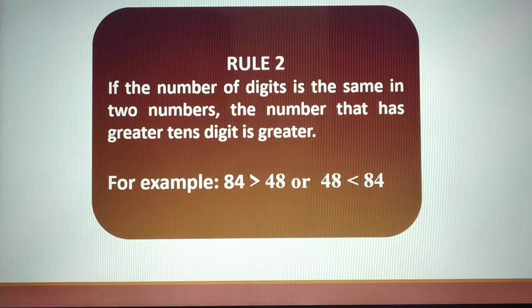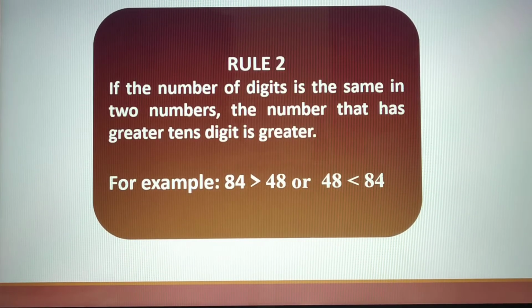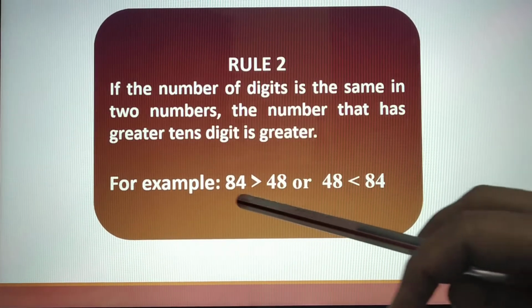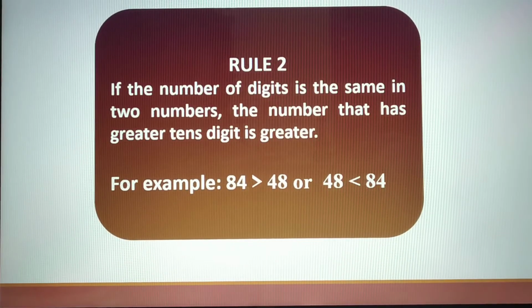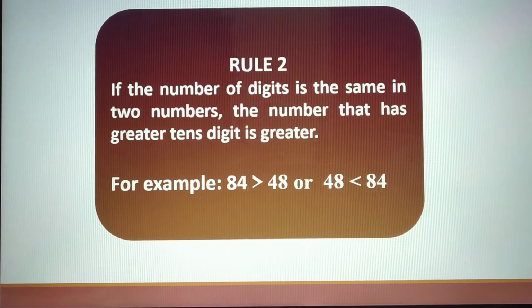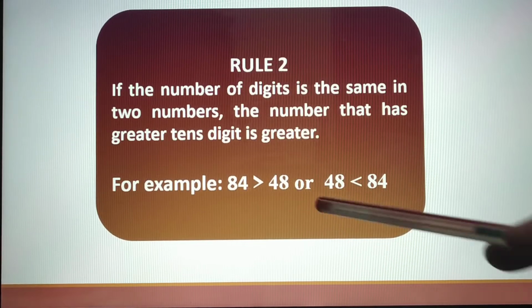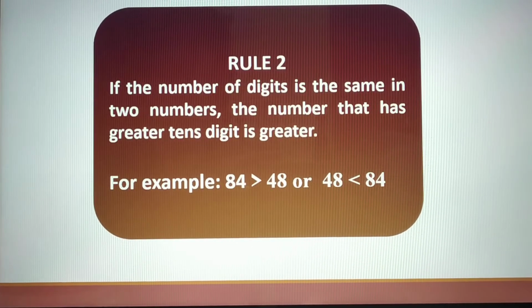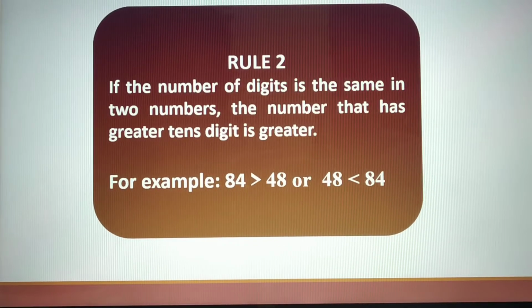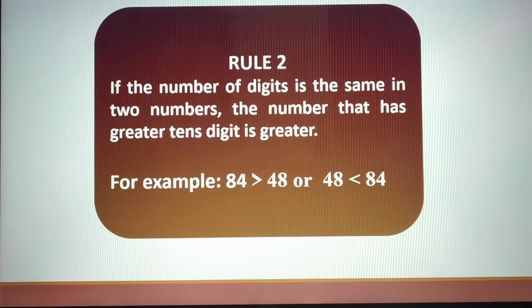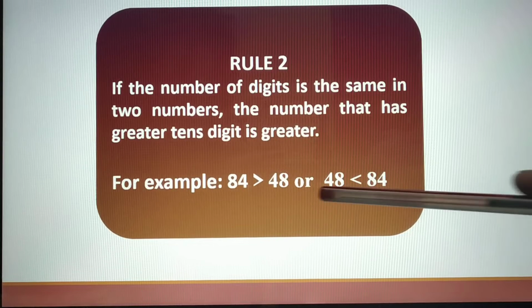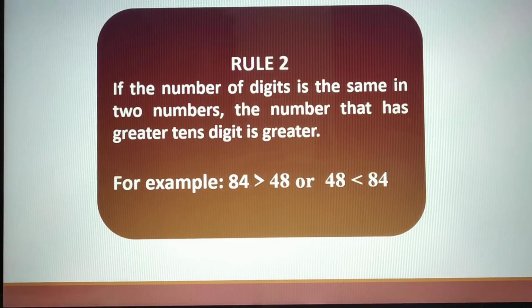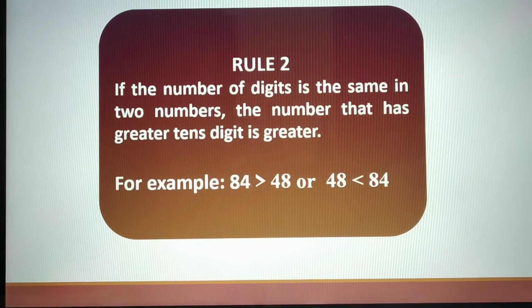Then you will be confused about which one is greater. Then you have to see the tens place. 84 means 8 tens, 4 ones. And 48 means 4 tens, 8 ones. So here there are 8 tens, there 4 tens. Which is greater? 8 tens. So 84 is greater than 48.